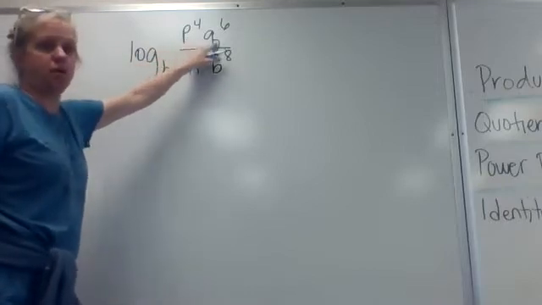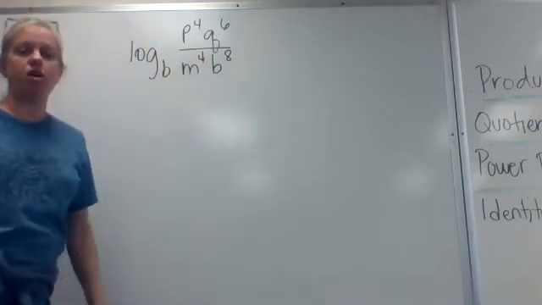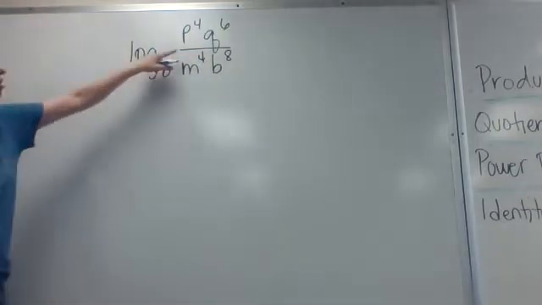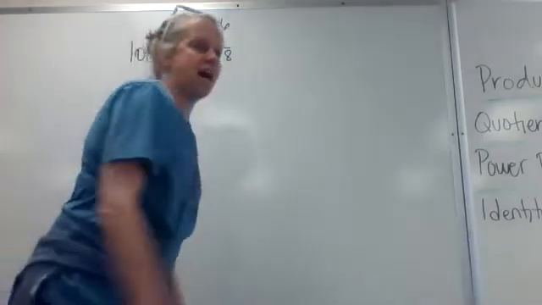These are going to be the sum ones. These are going to be the ones that you're adding. What's in the denominator is what is the difference. That's because this is what you are dividing by, right? So that will be your minuses.